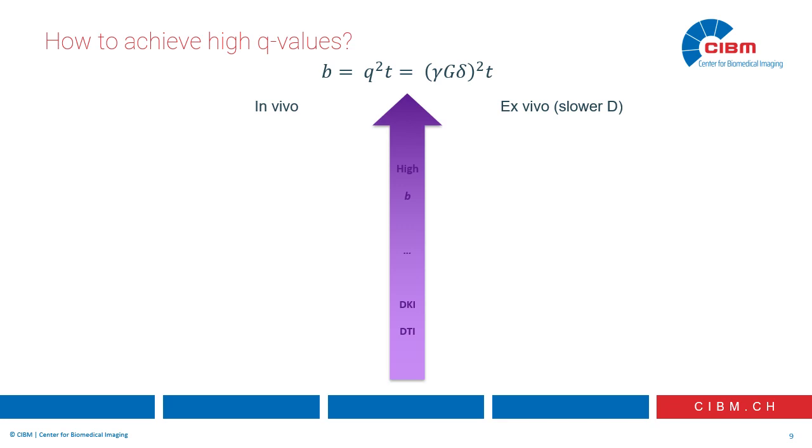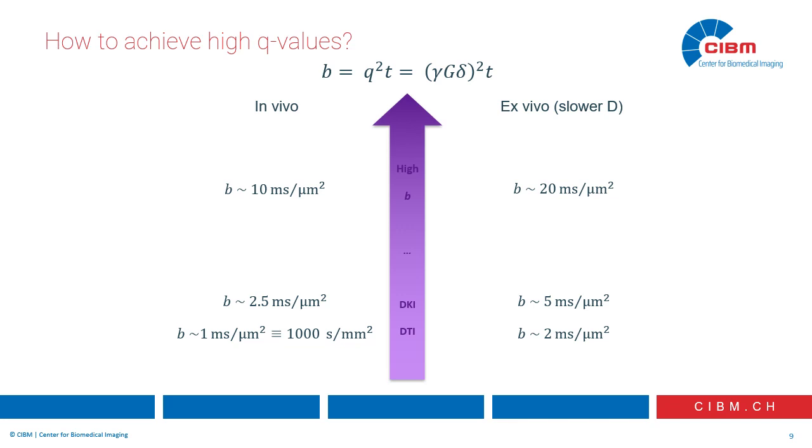So how do we achieve high Q values? Well, like I said, it's all about increasing the gradient strength. And so in vivo, in the DTI regime, you should stop at about B1, which is 1,000 seconds per millimeter square in older units. And ex vivo, because the diffusion is slower, you can push it up to 2. If you want DKI, you should stop at about B2.5 in vivo and B5 ex vivo. And then high Q starts to be around values of maybe B5 or up to 10 in vivo. And the matching value for ex vivo, where essentially you double the B value.